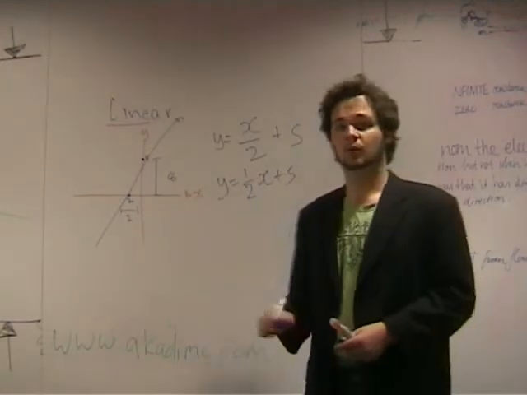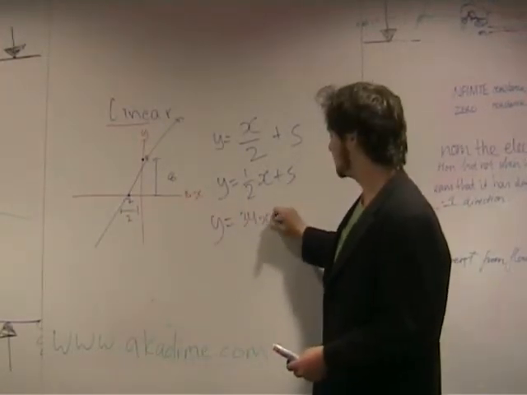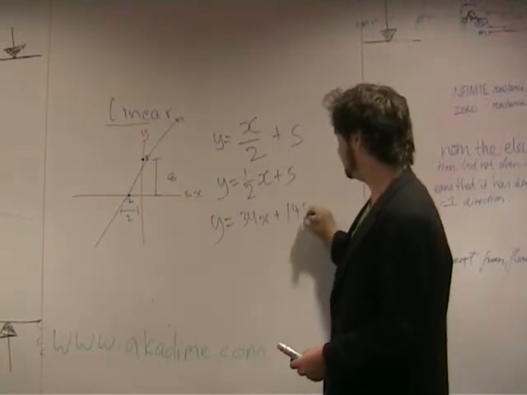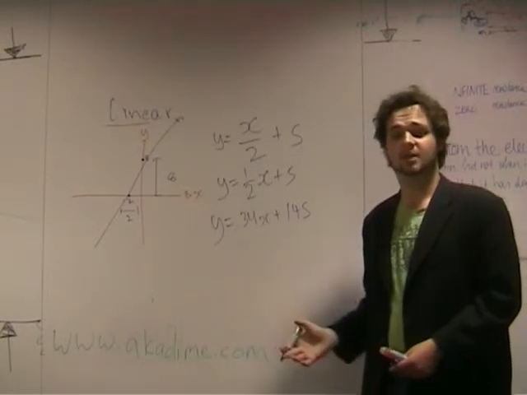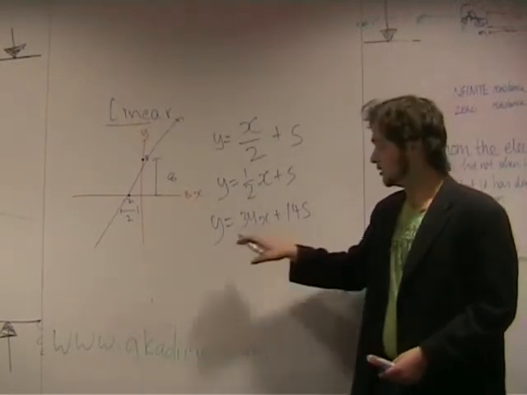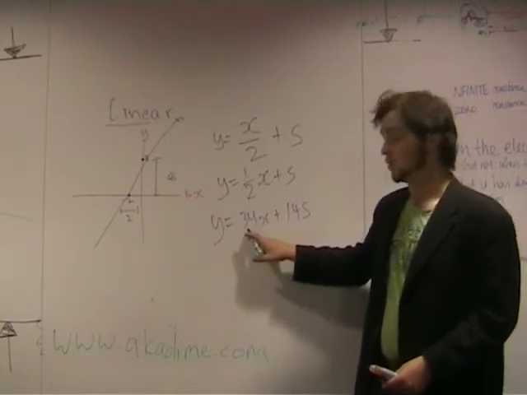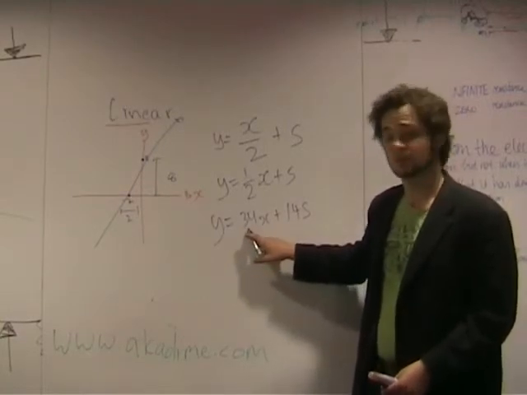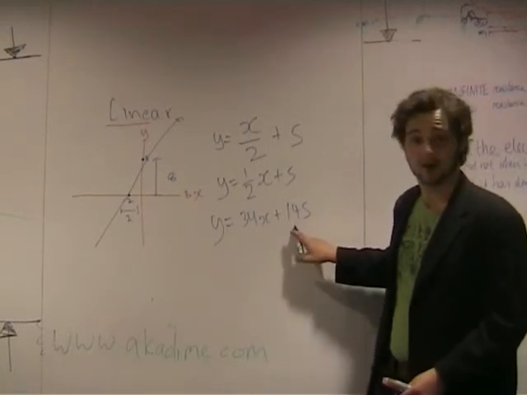Okay, we'll do one more. We'll go y equals 34x plus 145. Okay, what do you think the gradient is in this graph, and what do you think the y-intercept is? The gradient is 34, comes before the x. So m, or the gradient, is 34. C, or the y-intercept, is 145.